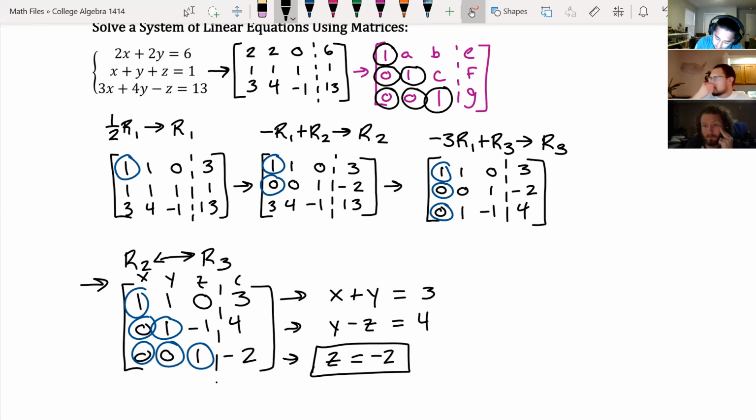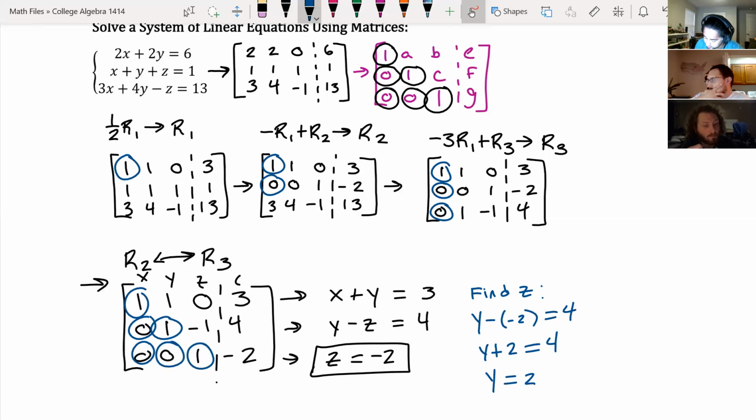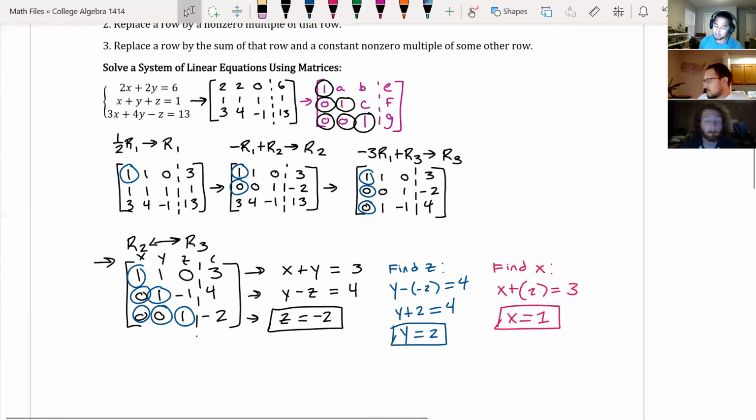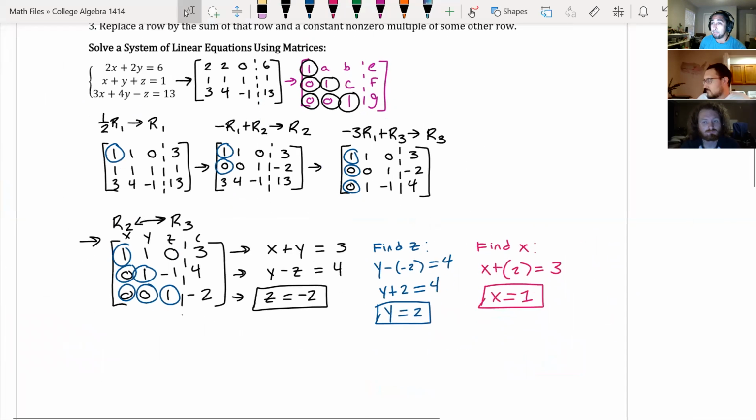So there we go. I'll just say find Z, and you'll have Y minus -2 equal to 4. Y plus 2 equals 4. Therefore, Y equals 2. And then find X. We get, oh yeah, it's right there since I have Y. I have X plus Y, which is 2, equal to 3. Move that 2 over, and X equals 1. There we go. And that's how you solve a system of equations using a matrix.